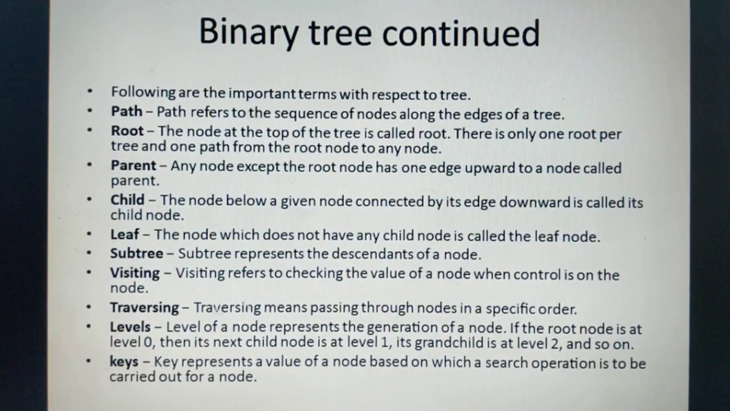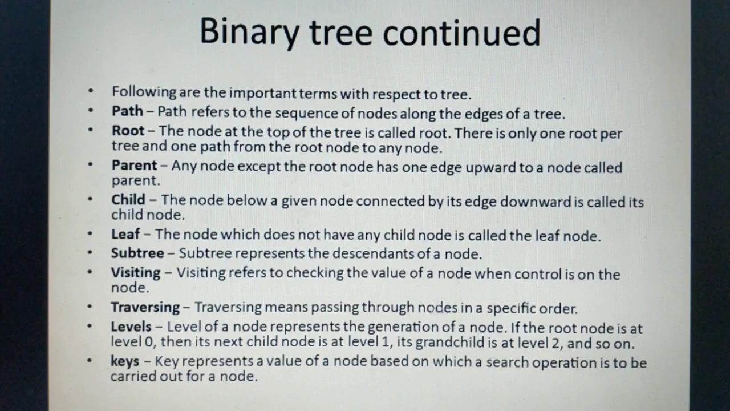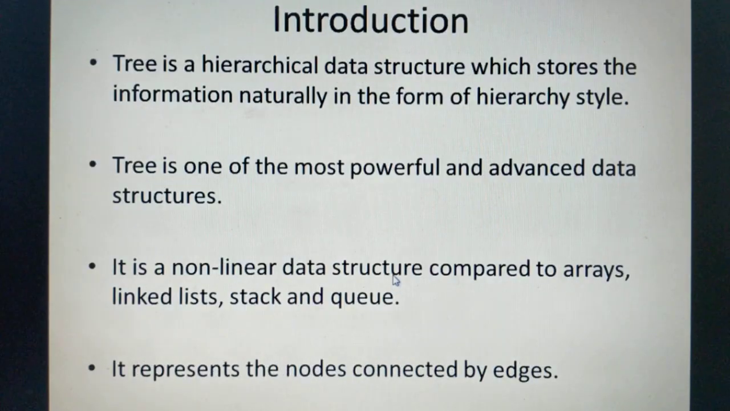Visiting refers to checking the value of the node when control is on the node. Next is traversing. Traversing means passing through each node in a specific order. Further on we are going to study what traversing is. I can traverse the tree from the root node to the left node, or from the root node to the right node and further. There are different types of traversing that we will be studying.